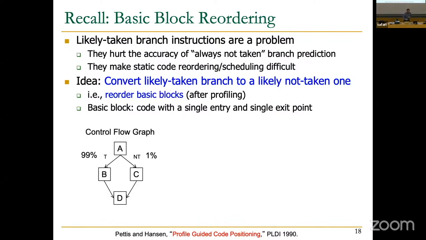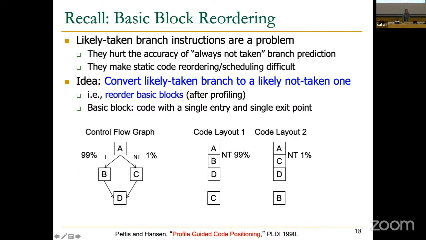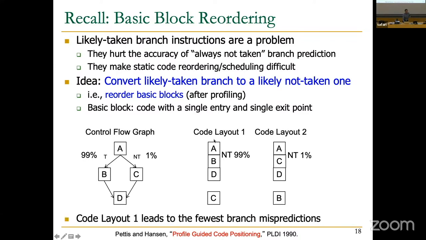Right? So this is a control flow graph. I actually drew this in the DocuCam, but this is our control flow graph I showed you. One branch is taken 99% of the time this way. The branch is not taken 1% of the time this way. How do you lay out this code? Basically, if the code layout is this way, if you actually change the branch in some way such that it's not taken 99% of the time, you execute A, B, D, right, as straight line code. So code layout 1 leads to the fewest branch mispredictions.